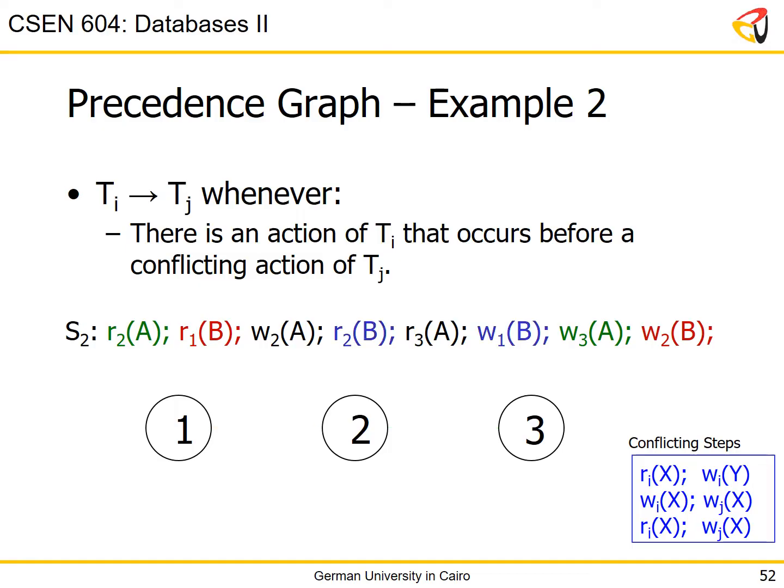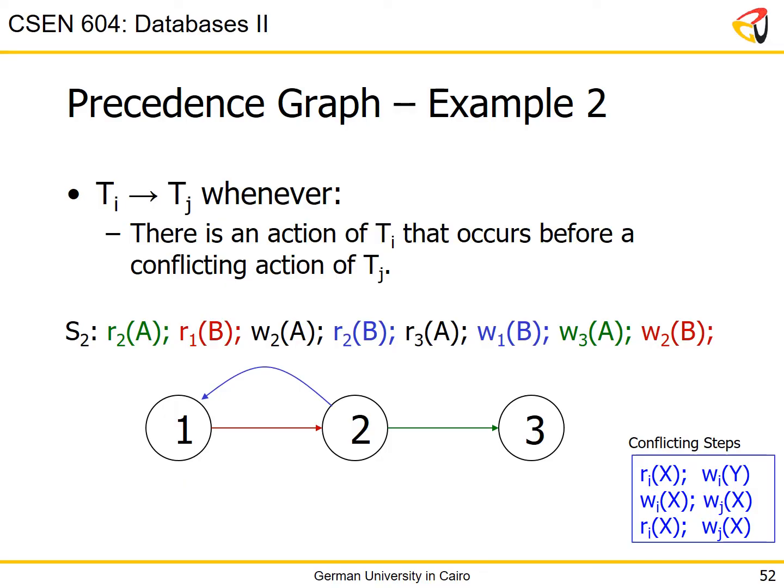But wait a minute, I can also find this guy. Transaction 2 is reading B and transaction 1 is writing B. This is again the third step in the blue box. So this means 2 should come before 1. Now we have an issue. If you look at this one, there is a cycle there. And since we found a cycle, this schedule cannot be conflict equivalent to any serial schedule.